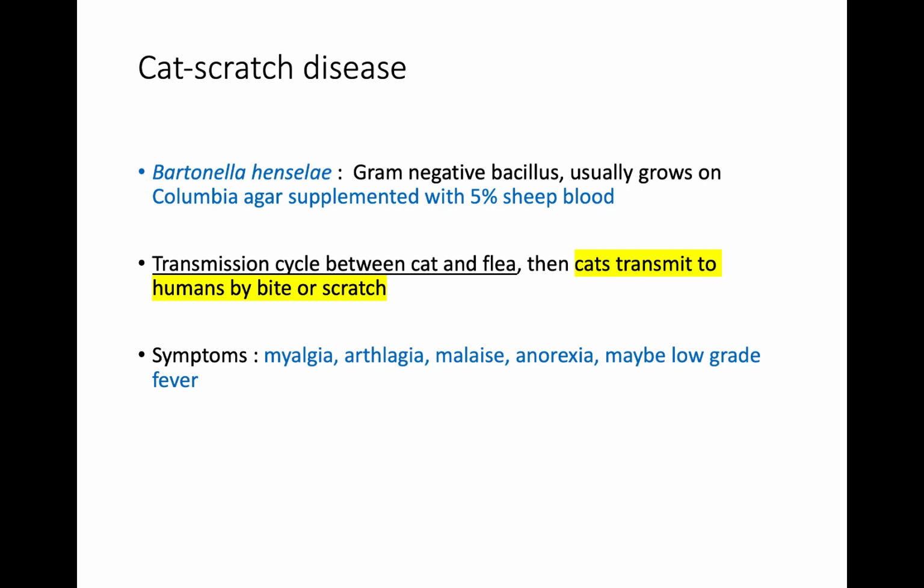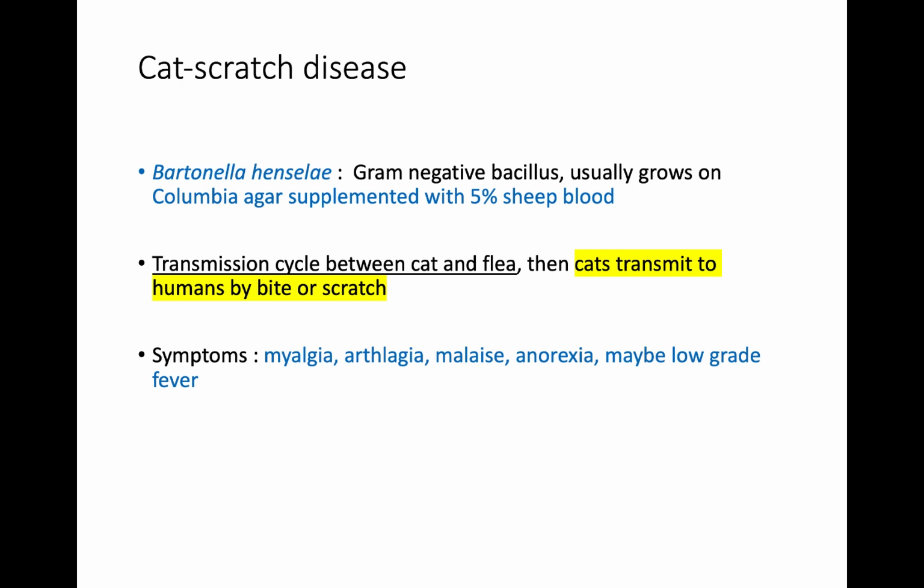Cat scratch, Bartonella henselae. This is a gram-negative rod. Usually grows on Columbia agar, supplemented with 5% sheep blood. The transmission cycle is between cat and flea. Then the cat transmits it to a human by bite or scratch. So between cat and flea, it is less likely that a home cat, which is well taken care of, clean, with no fleas, has it.